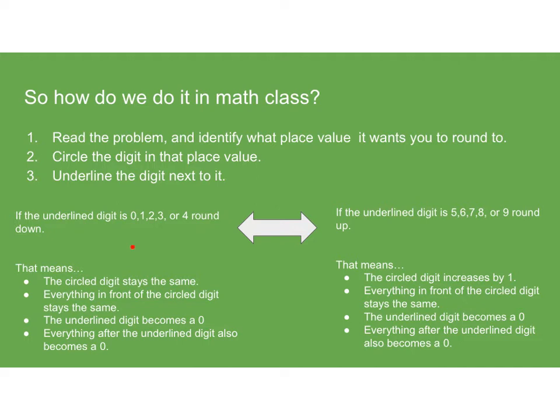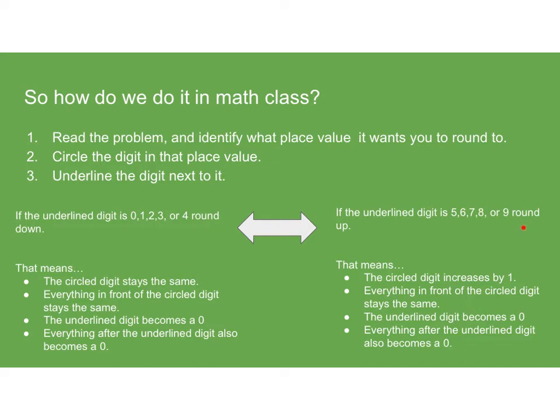If the underlined digit is a 0, 1, 2, 3, or 4, you round down. What that means is the circled digit stays the same. Everything in front of the circled digit stays the same. The underlined digit becomes a 0, and everything after the underlined digit also becomes a 0.